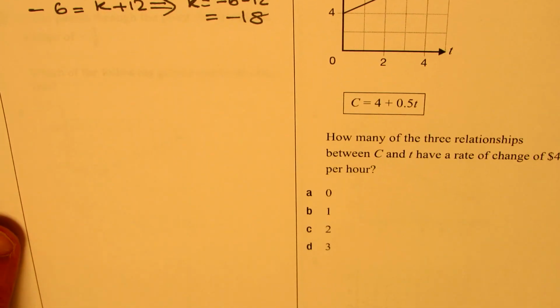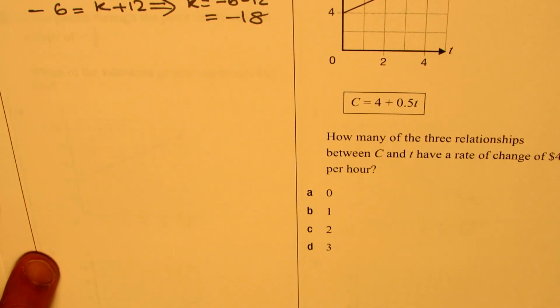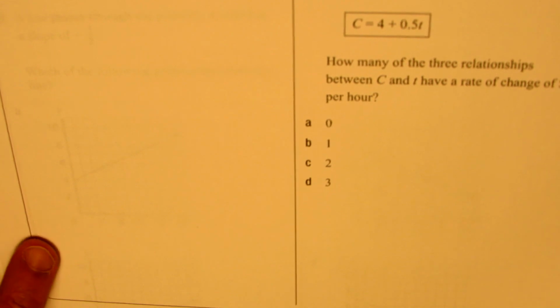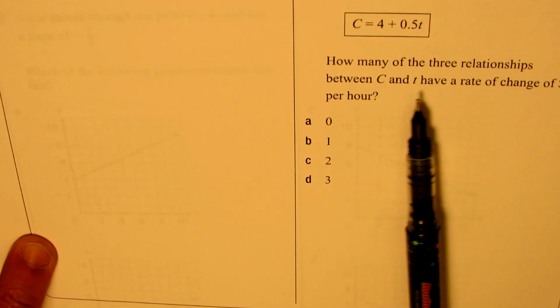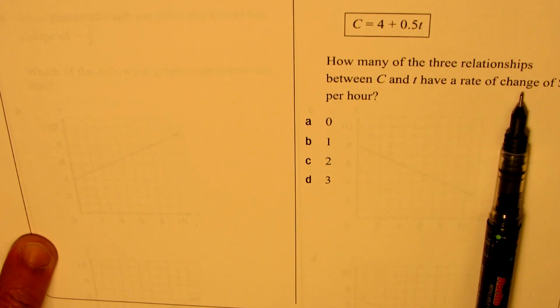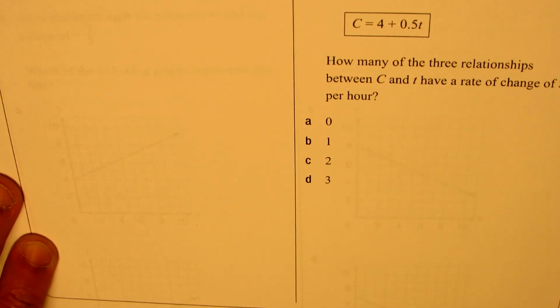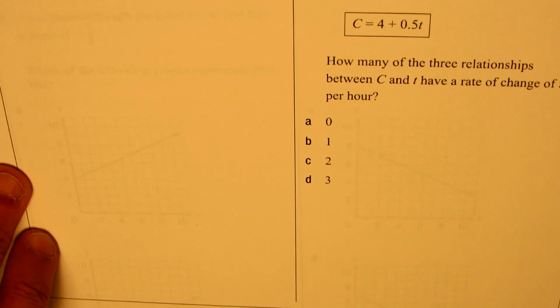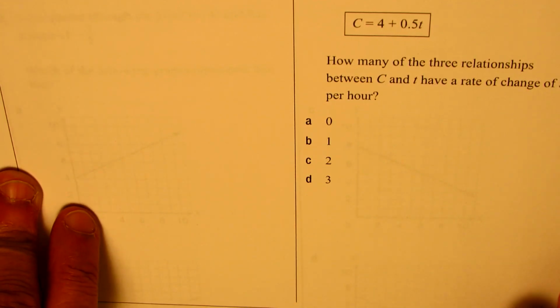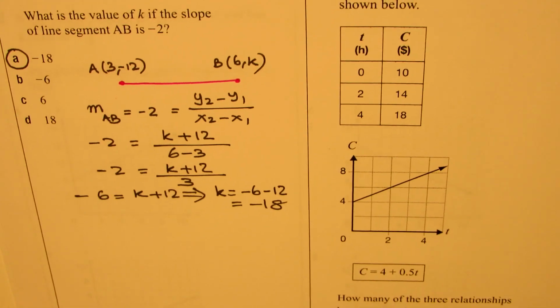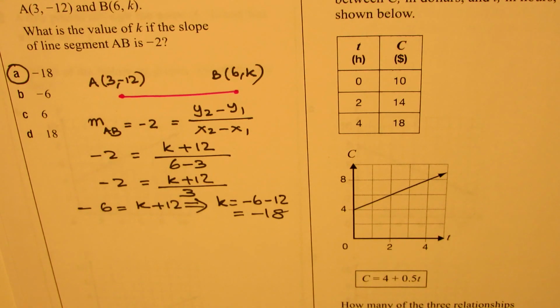Then we have an equation, right? C equals 4 plus 0.5T. The question for you is, based on all this, how many of the 3 relationships between C and T have a rate of change of $4 per hour, right? So we have to see if the rate of change is 4 or not. Okay, so let's figure it out. Let's try to calculate the rate of change for each one of them.